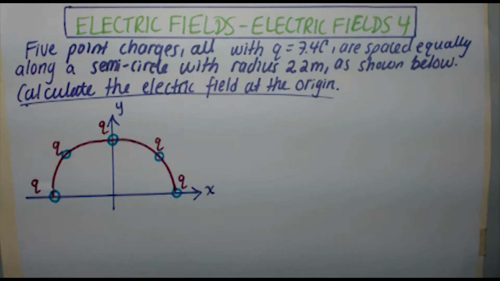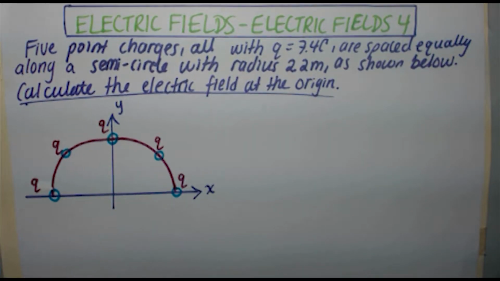Hey guys, let's do another electric fields problem. Five point charges, all with Q equals 7.4 coulombs, are spaced equally along a semicircle with radius 2.2 meters, as shown below. Calculate the electric field at the origin.